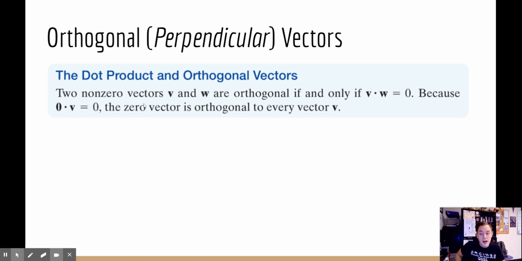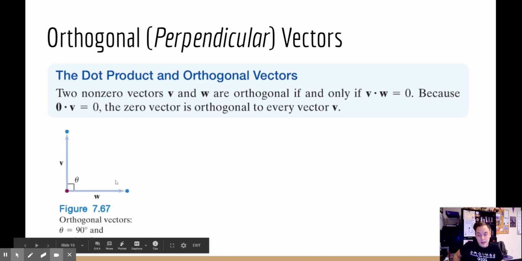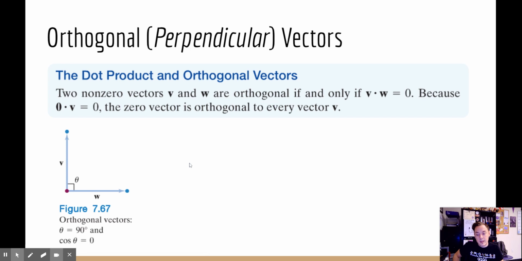Why does that work? Because 0 and then the dot times v is still 0. So 0 times your vector, if 0 is a scalar of your vector, then that's just equals 0. So the 0 vector is orthogonal to every other vector v. So this is what it would look like. This is just a 90 degrees perpendicular angle.